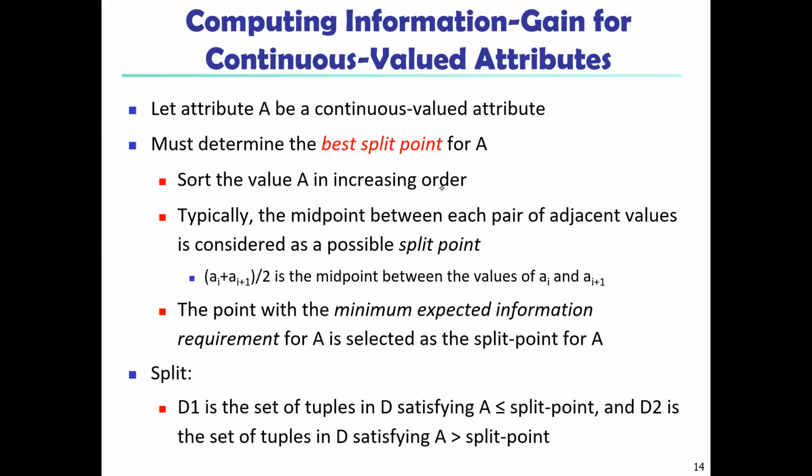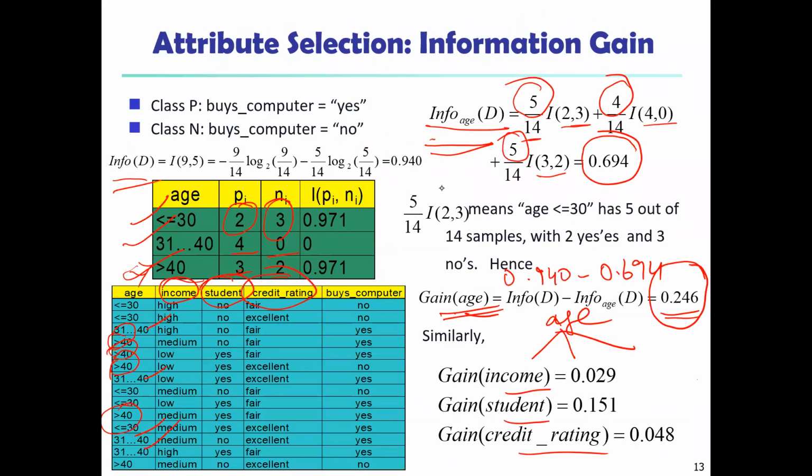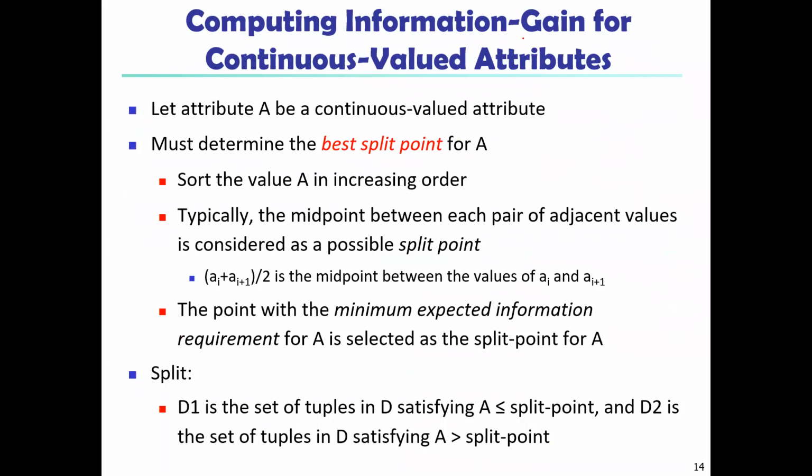Find out information gain for continuous value. I said we are going to find for discrete values here, which are different values. If you want to find for continuous values, let an attribute A be a continuous valued attribute. We must determine the best split point for A.